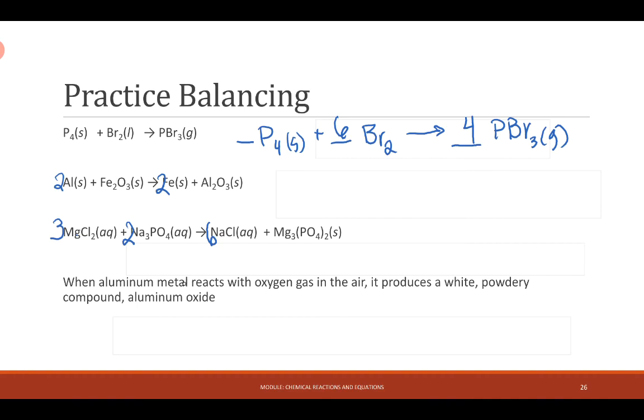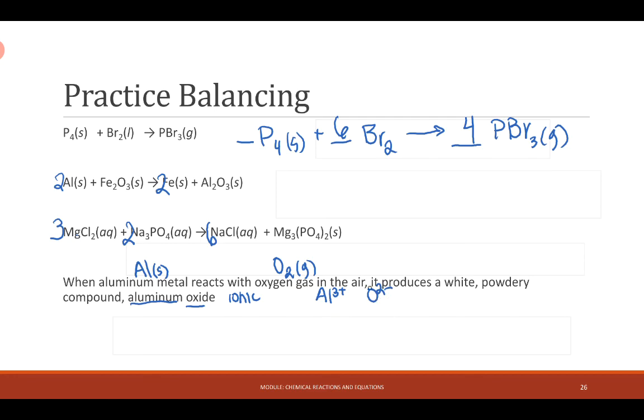For this next one, we have to translate a word problem into chemical symbols. And so it says when aluminum metal, and so that's telling me Al solid, reacts with oxygen gas in the air, oxygen is diatomic, it produces a white powdery compound, aluminum oxide. So this is an ionic compound. Since that's an ionic compound, it's going to be made out of ions of aluminum and oxygen. Aluminum has a common ion charge of 3+, and oxygen has a common ion charge of 2-.